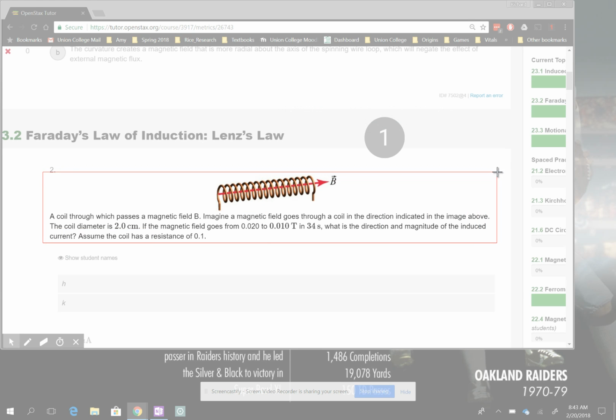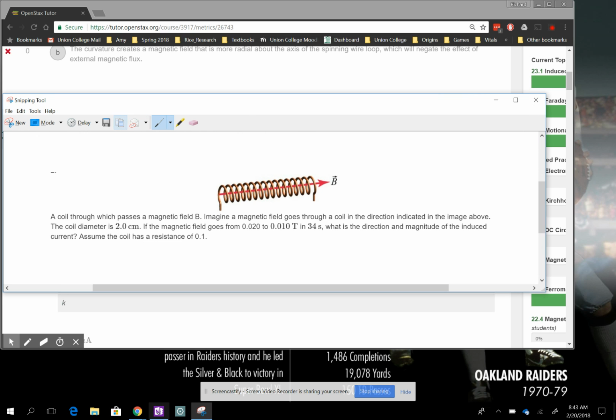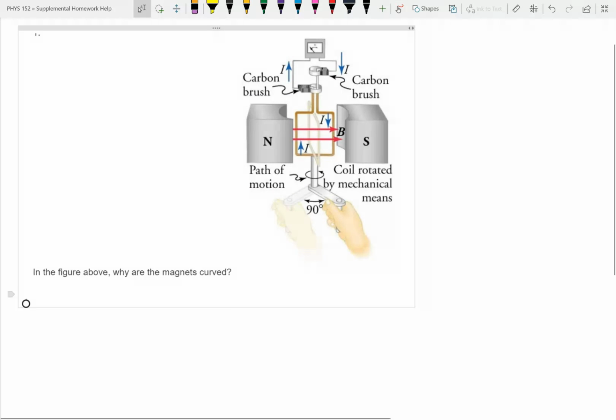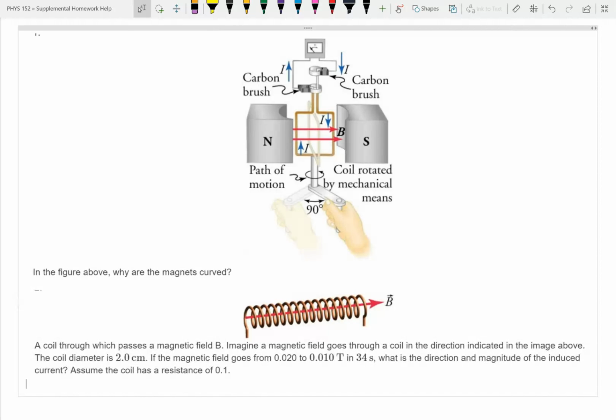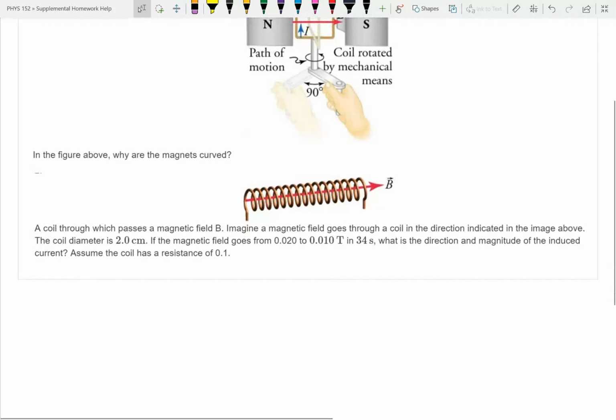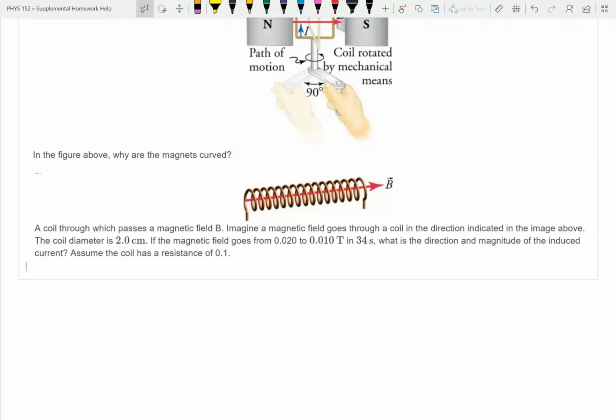New problem. A coil through which passes a magnetic field B. Well, that's not even a complete sentence. Imagine a magnetic field goes through a coil in the direction indicated in the image above. The coil diameter is 2 centimeters. If the magnetic field goes from 0.020 to 0.010 Tesla in 34 seconds, what is the direction and magnitude of the induced current?